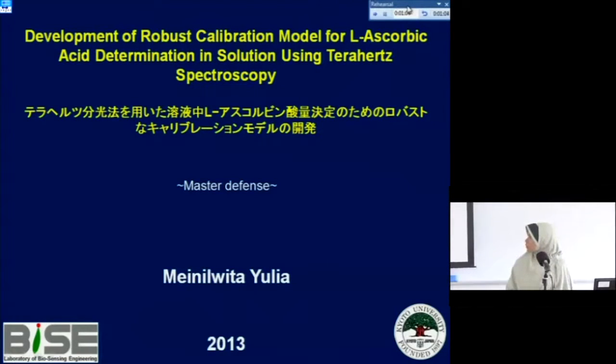The title of my presentation is Development of Robust Calibration Model for L-Ascorbic Acid Determination in Solution using Terahertz Spectroscopy.